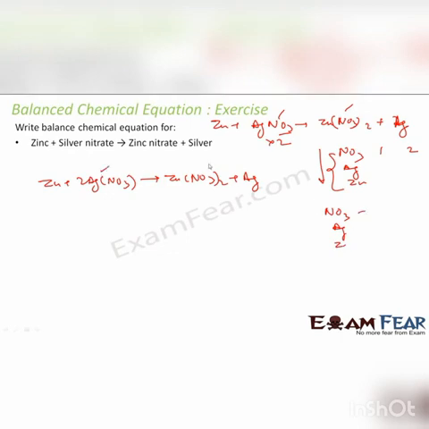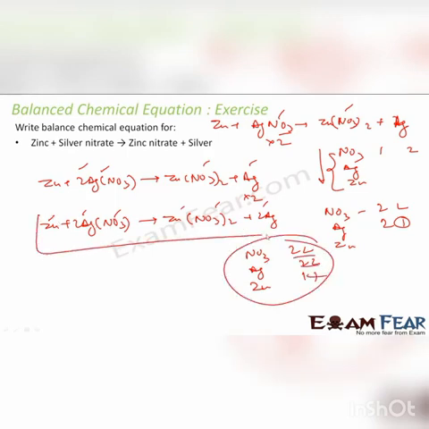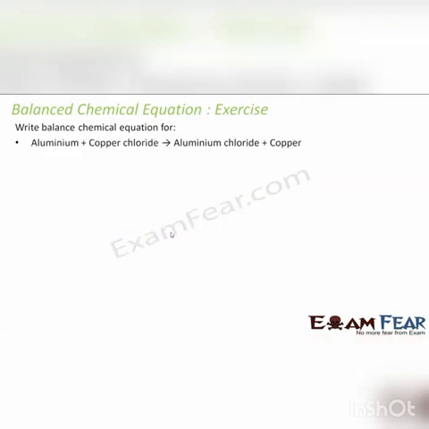Now let's again check. This is nitrate, silver and zinc. Nitrate we have 2 here, done deal. Silver we have 2 here, 1 here, right? So it is not balanced. Let's multiply with 2. So what you get is zinc plus 2 AgNO3 gives zinc nitrate plus 2 silver. Let's again see the count. Nitrate is 2 here, balanced. Silver is 2 here, balanced. Zinc is 1 here, balanced, right? So it's all balanced. Thus I can say that this is my balanced chemical equation.